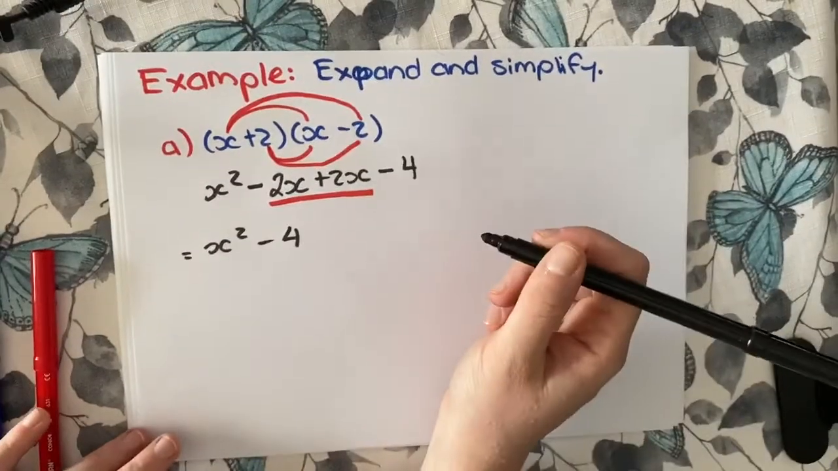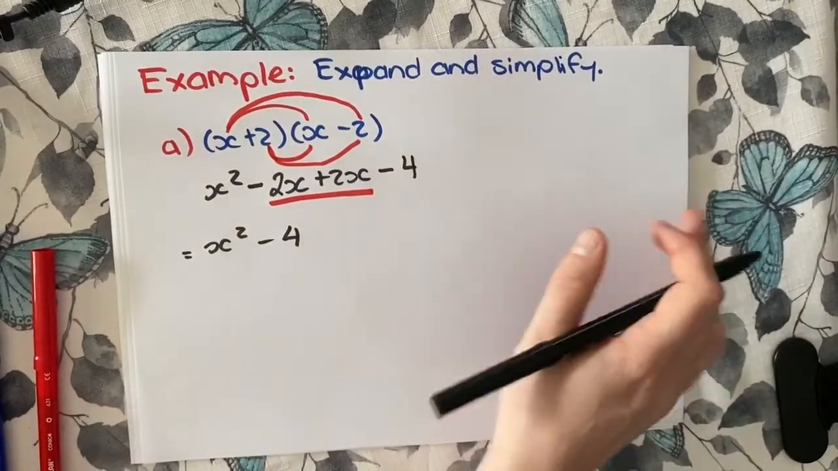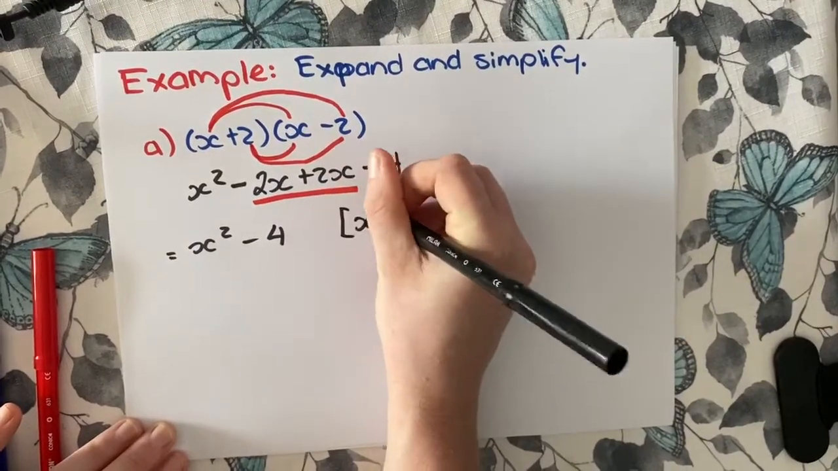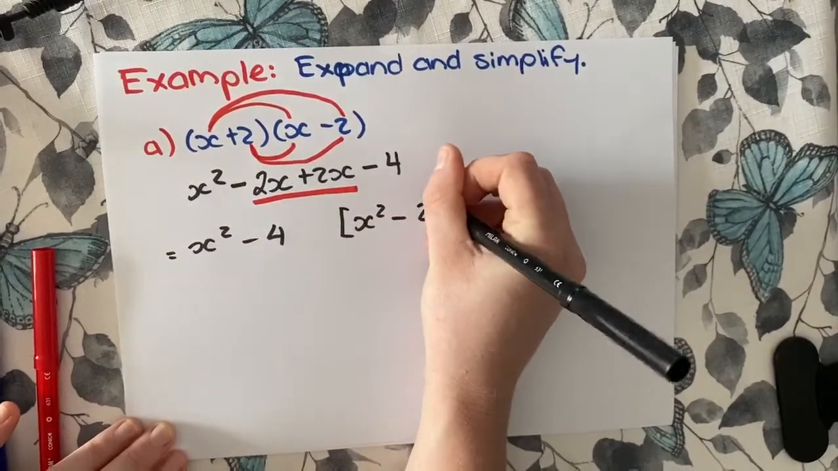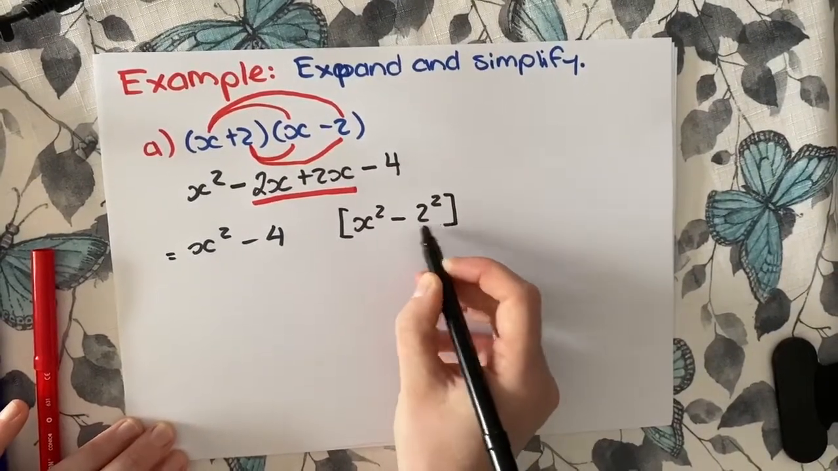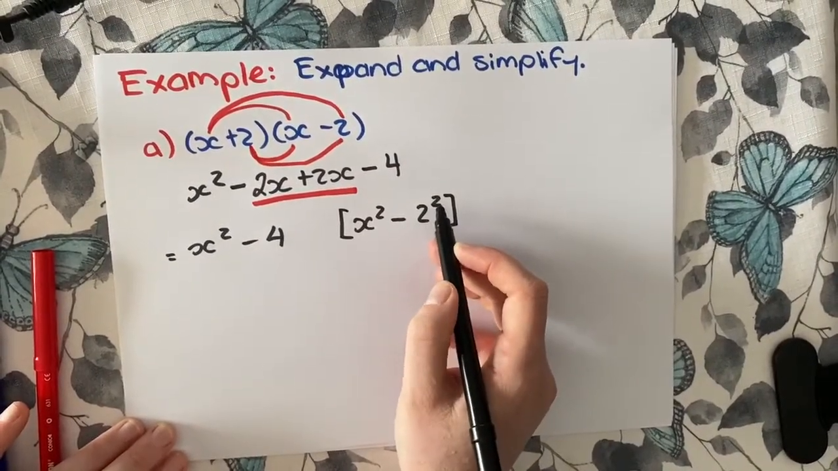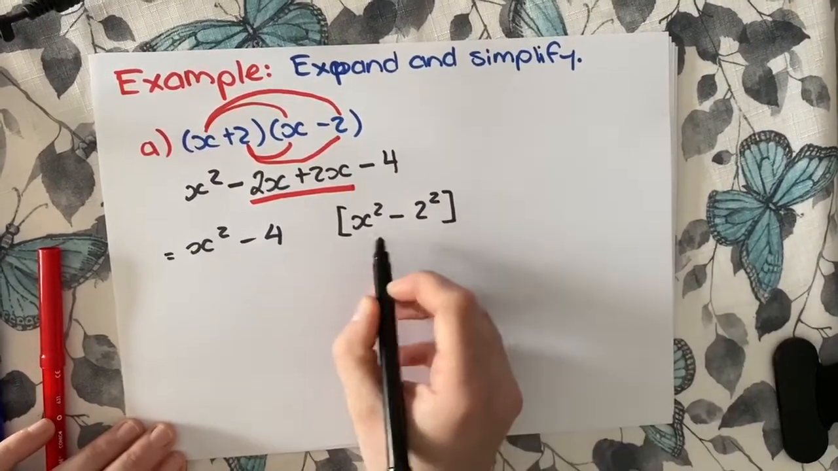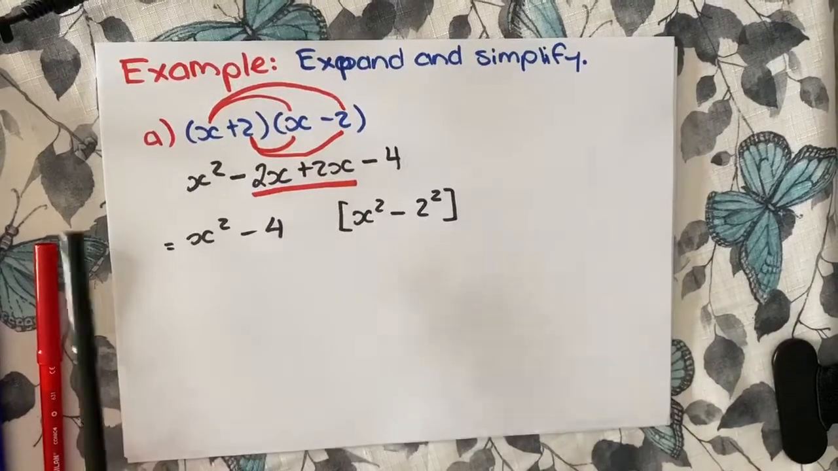For those of you who are wondering where the other square is, if you look here, it's a bit like x squared minus 2 squared. But we just simplified by evaluating, meaning finding the answer. We just went, what's 2 squared? 2 times 2 is 4, and that's where our final answer came from.